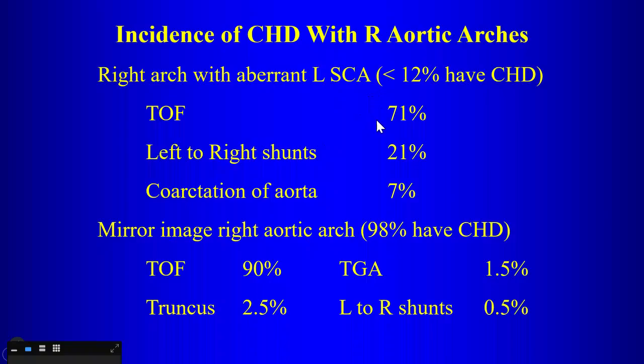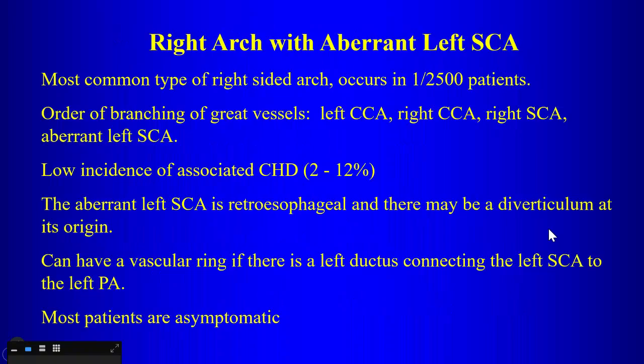If the patient's asymptomatic, then there's no congenital heart disease. Mirror image right aortic arch, that can be associated with tetralogy or truncus. So most cases, especially children with mirror image right aortic arch, infants, that's associated with congenital heart disease. The right arch with the aberrant left subclavian, that's the most common that we see, especially in adults, low incidence of congenital heart disease. We've talked about the retroesophageal course of the arch.